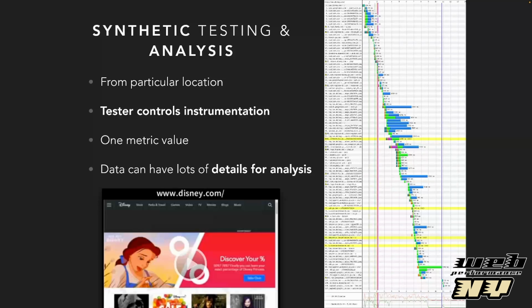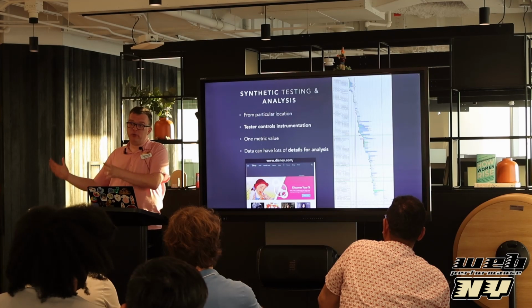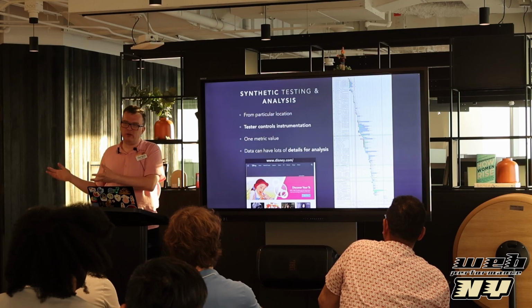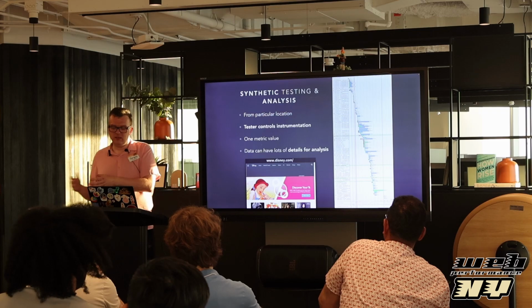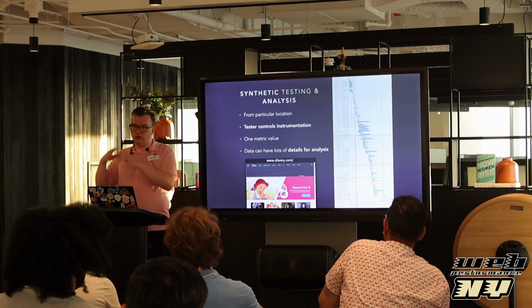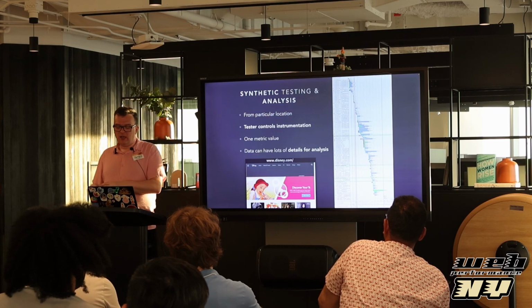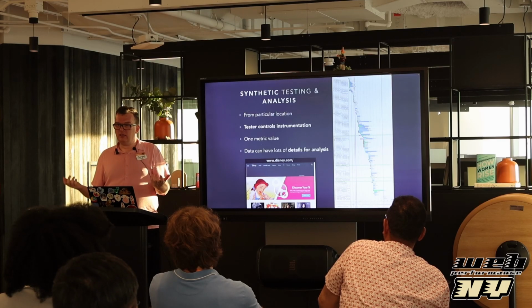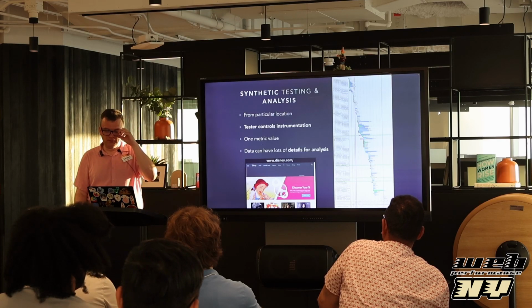And what synthetic also does for you, well, let me backtrack. Synthetic is basically making a computer pretend to be a user. You open a browser on that computer, usually using a program. Usually it's not done manually, although in Chrome Developer Tools you can do it literally in your browser. You point at the website, capture the data, and analyze it. So you pretend to be a user.